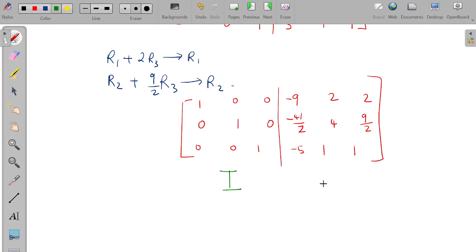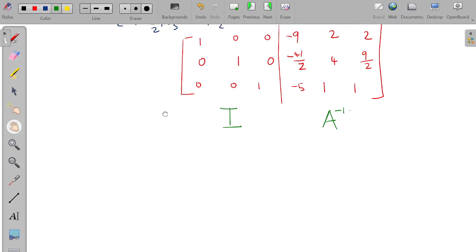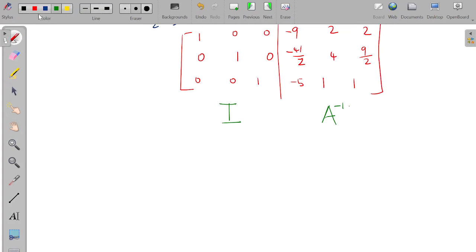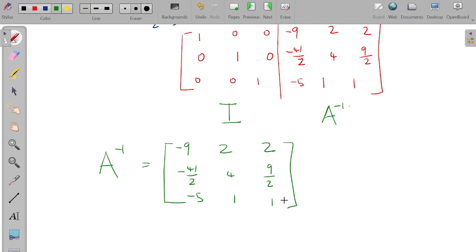So automatically, this is our A inverse. Okay, so I can write out my A inverse. So I now say my A inverse is now negative 9, 2, 2, negative 41 over 2, 4, 9 over 2, negative 5, 1, 1. So that is my A inverse.